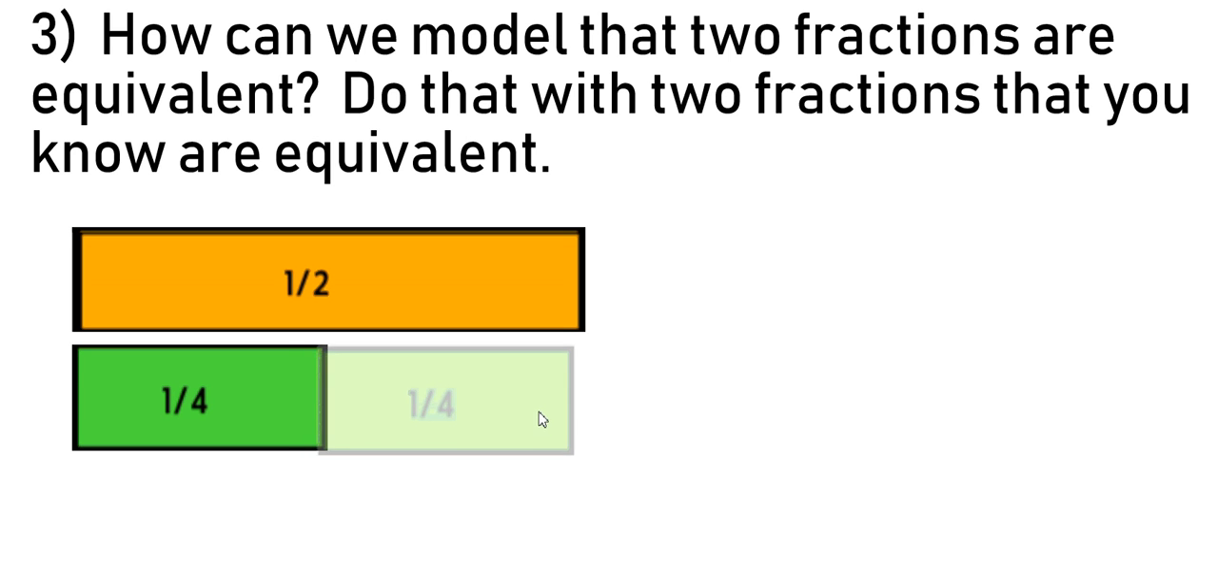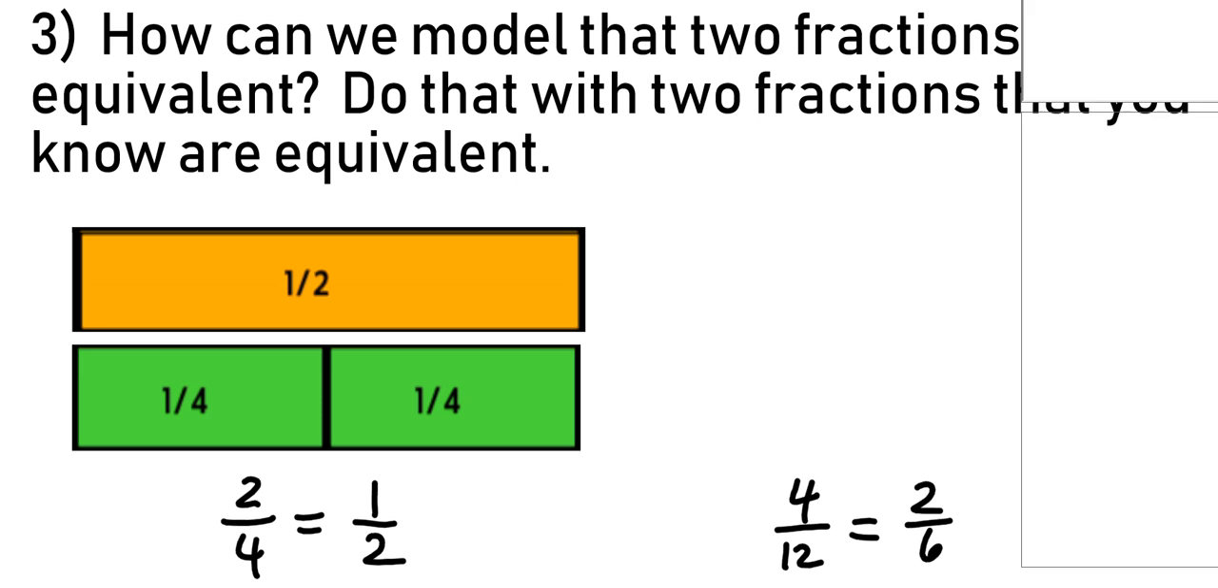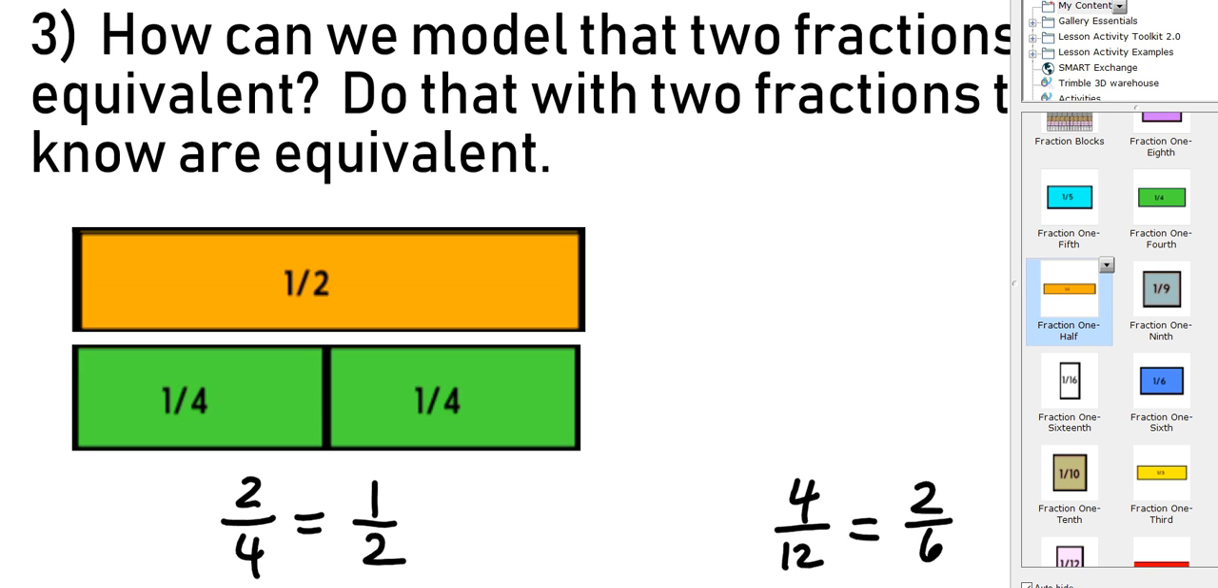Here's 1/2. Here's 2/4. What do we notice about 2/4 and 1/2? We notice that 2/4 appears to equal 1/2. And you can do this with any two fractions that you know are equivalent. If you line them up, the fractions should be the same. For example, we know that 4/12 is the same as 2/6. How do we know that 4/12 is the same as 2/6?